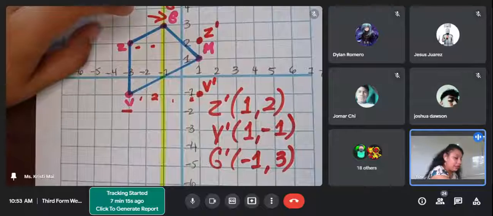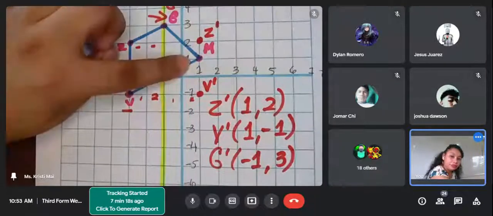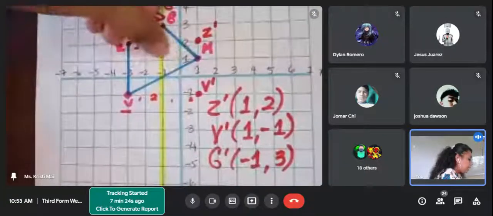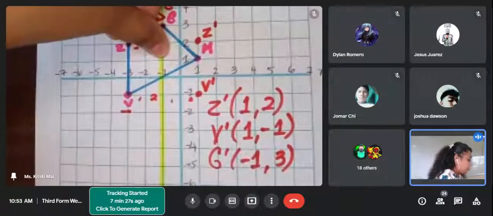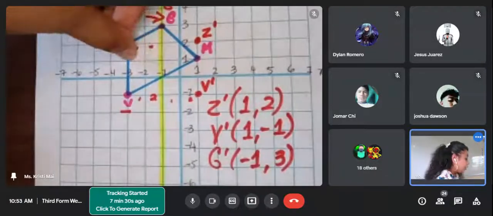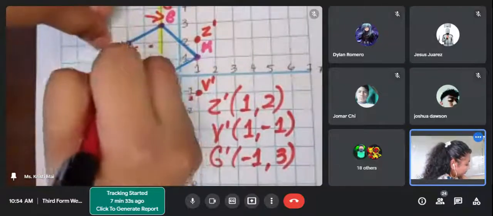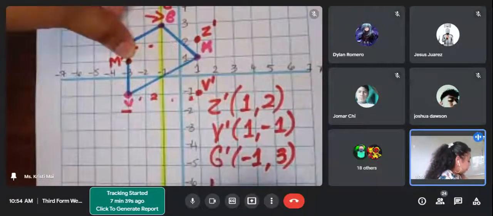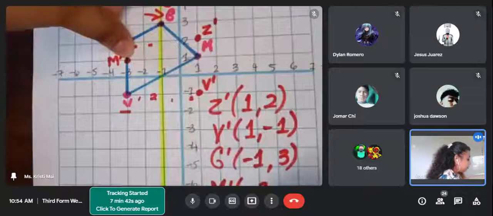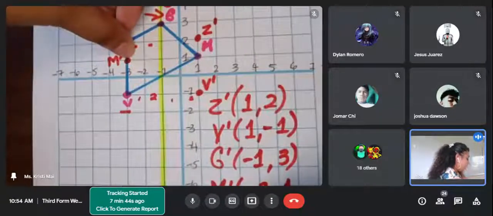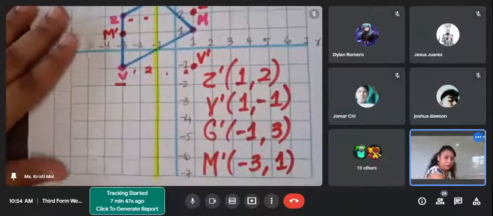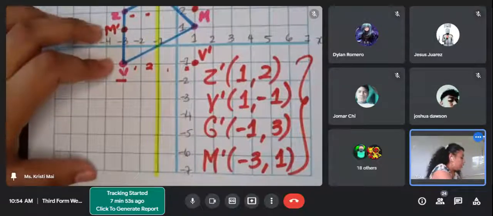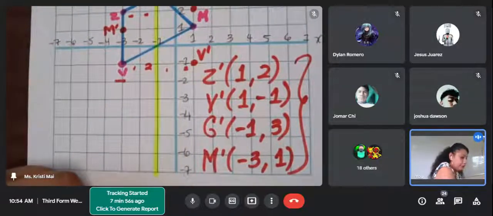And now if I take a look at M, right there, M is two spaces away from the line. So I need to have two spaces on the other side as well. So my point for M1 is going to be right there. The coordinates for M1 are -3 on the x and 1 on the y. And these are what you guys will write for your answer for question number 4.